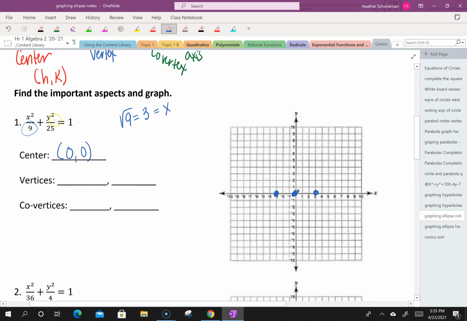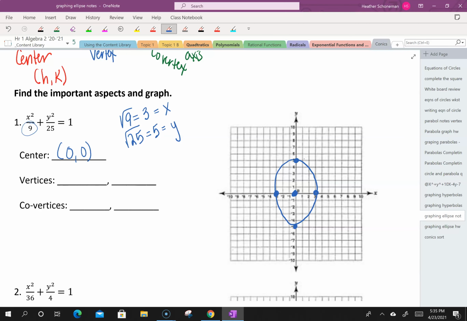For our y, we're looking at the number that's under the y, and that's 25, and that's our a or b squared. So I'm going to take the square root of that, and we get 5, and that's going to control what we do on the y. So we're going to go up 5 and down 5, and then we can connect the points and create our ellipse.